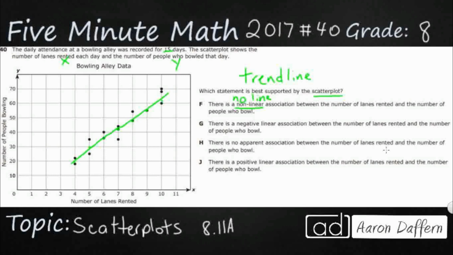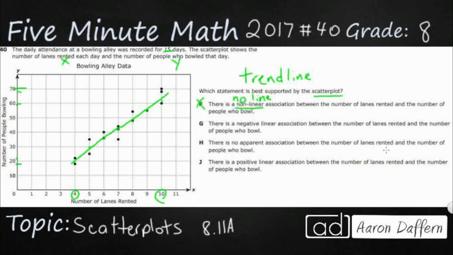No. There does seem to be a linear relationship because, look, you only have a small number of people bowling on the number of 4 lanes, right? So you've got, call it about maybe 18 and 22. But if you get up to 10 lanes rented, look how many people you got. 60, you got 70, maybe like 68. And it makes sense. The more lanes you rent, the more people you can fit on a lane. Looks like they're taking maybe anywhere from 5 to 7 people per lane. All right. So it's not going to be F because there is a line.